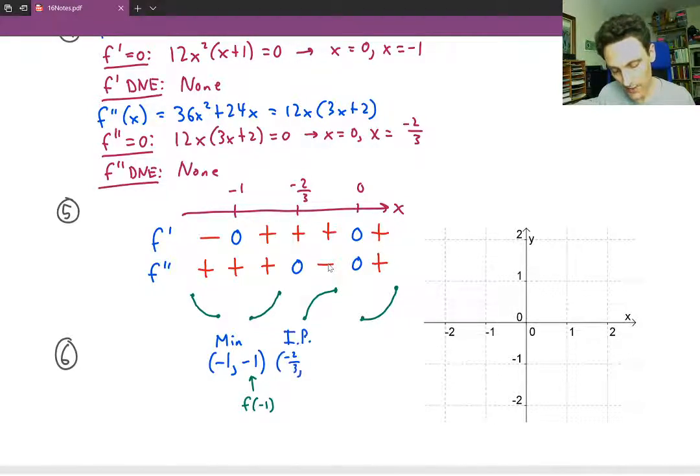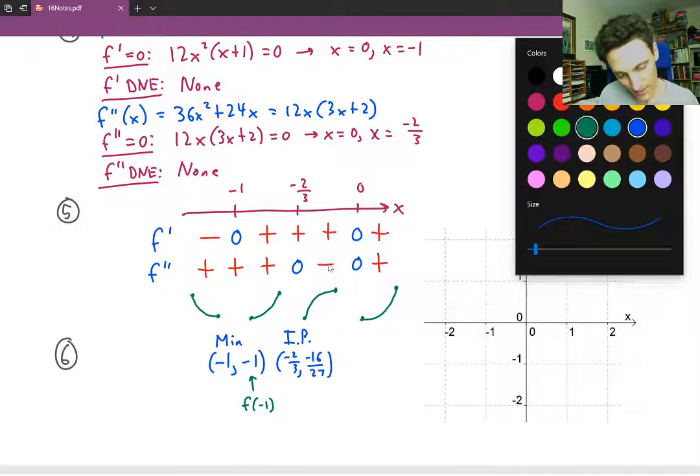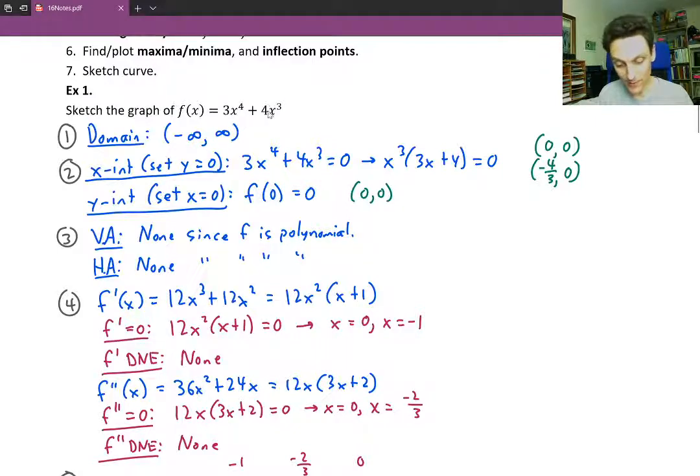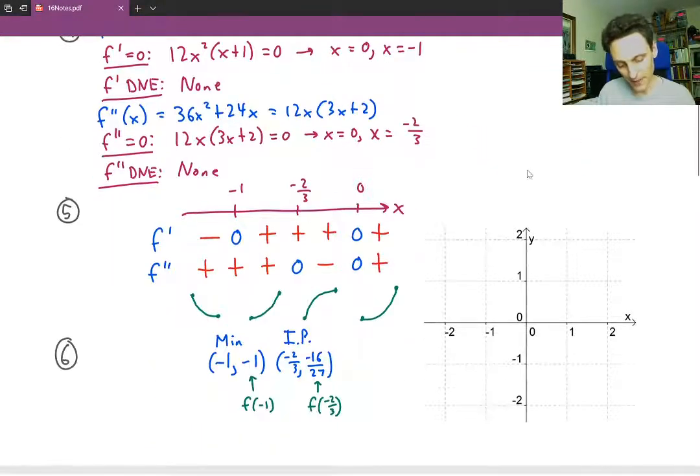Negative 2/3, comma, whatever f of negative 2/3 is, and I think it turns out to be negative 16 over 27. So you go back to the original function to plug negative 2/3 in, just to drive home the point. So we're plugging negative 2/3 into the original function to get the y value of the point on the graph. Then there's also a change in concavity as we cross x equals 0. So we have another inflection point, 0, comma, and the y value there is 0. Again, you get the y value by plugging 0 into the original function.